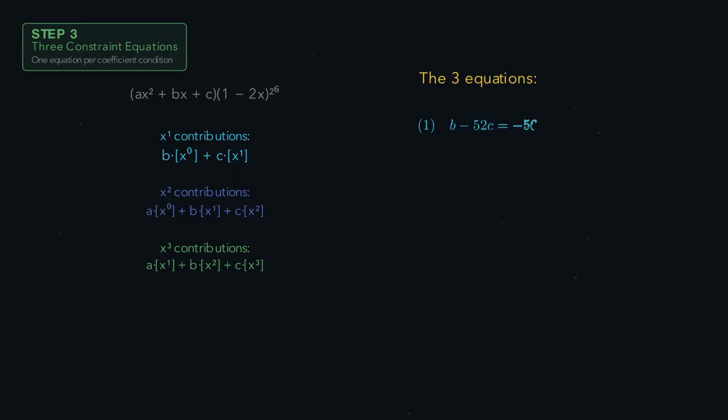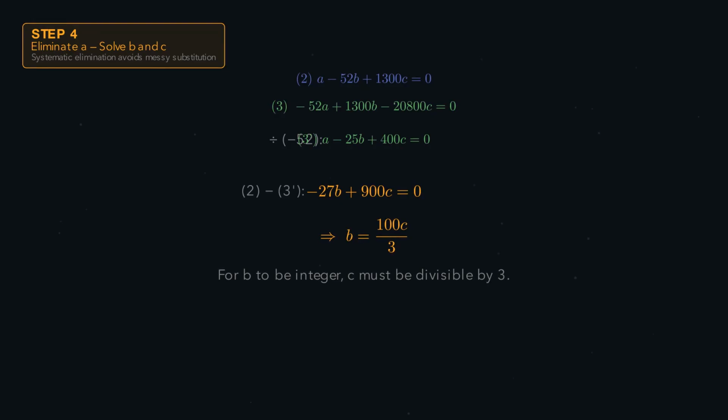Now let's build the 3 equations. For the coefficient of x to be negative 56, the terms that contribute are b times the x^0 coefficient plus c times the x^1 coefficient, giving us b minus 52c equals negative 56. For x squared equals 0, all 3 terms contribute: a minus 52b plus 1300c equals 0. For x cubed equals 0, we get negative 52a plus 1300b minus 20,800c equals 0.